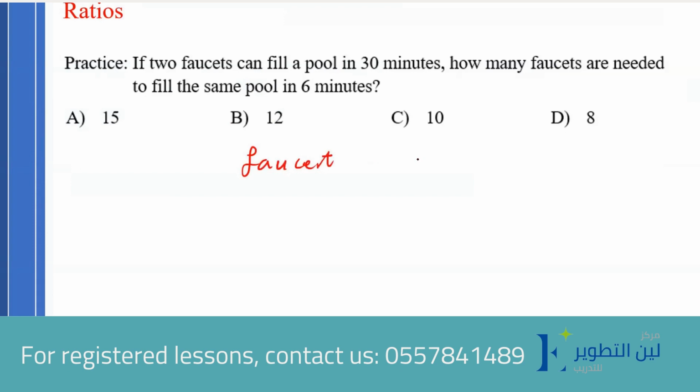So the way to do it is like faucets and minutes, okay? So from the problem, we have 2 faucets, which is 2, need 30 minutes. The question, how many faucets? So we put X here. And during 6 minutes, 6. Now, what kind of variation? Is it direct or inverse variation? I'm asking about the relation here. Is it direct variation or inverse variation?